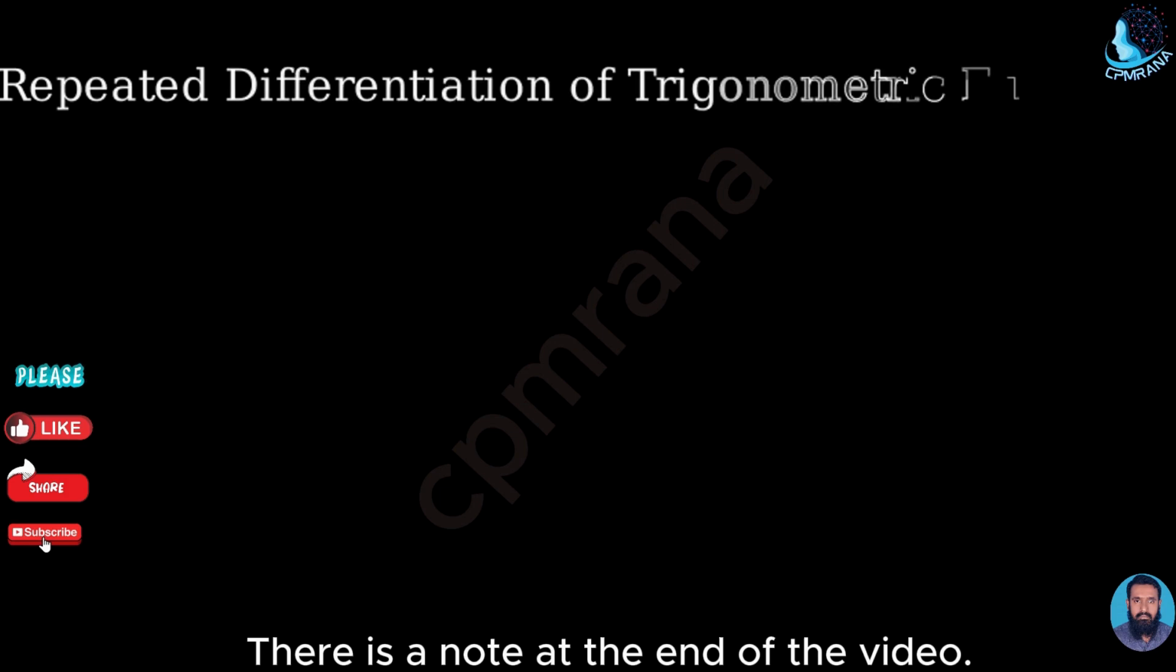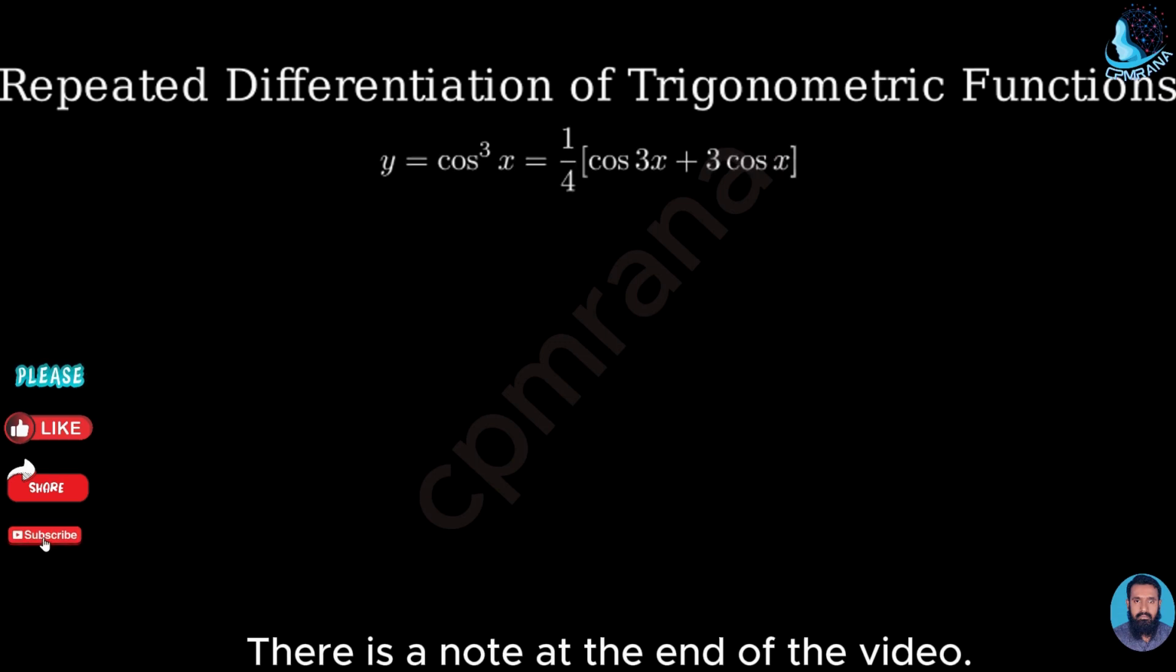Welcome. Today we'll explore an interesting problem involving repeated differentiation of a trigonometric function. Let's start with our initial function. Let's break this down step by step. First, notice that we're given two equivalent forms of y.